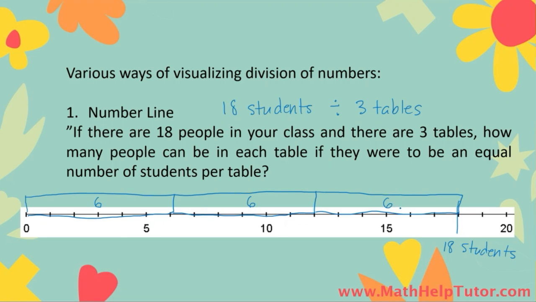So you can see that in this part there are 6 students. In this part there are 1, 2, 3, 4, 5, 6 students as well. And then in this part you can see that there are 6 students as well. So now we know that the answer to 18 divided by 3 is 6. Or if we divide 18 students into 3 tables, we would have 6 students per table.